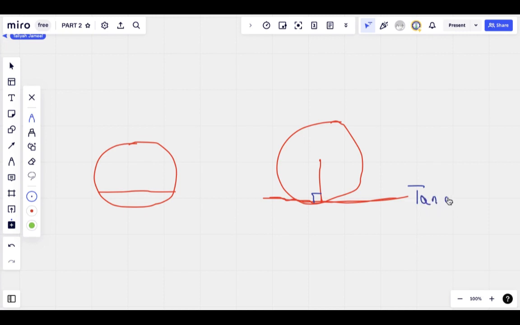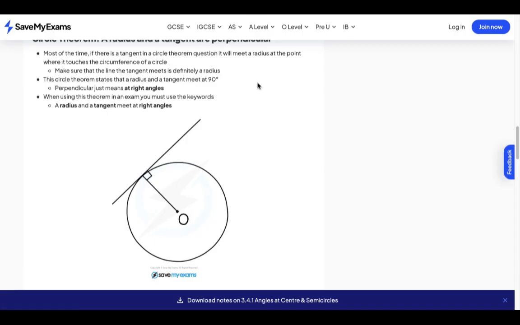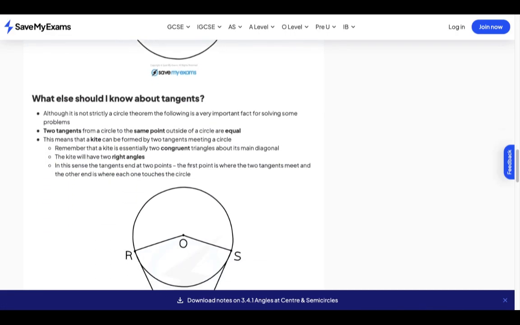So we're going to apply this in the problems. We're going to use this to solve a lot of problems, okay? We're going to look at this when we solve some problems. So when a tangent meets a radius, they make 90 degrees. Now let's go back to the work. Okay, we move down. Let's see what we have.